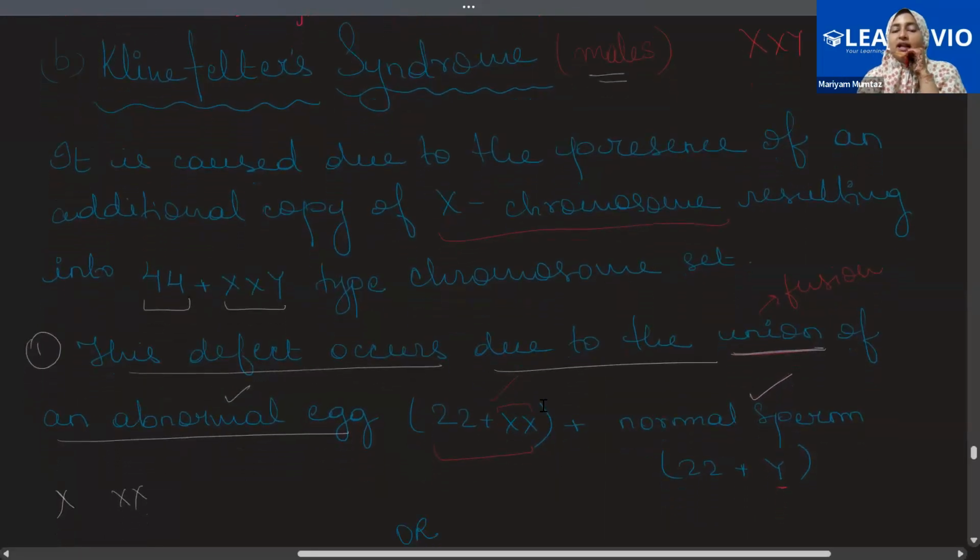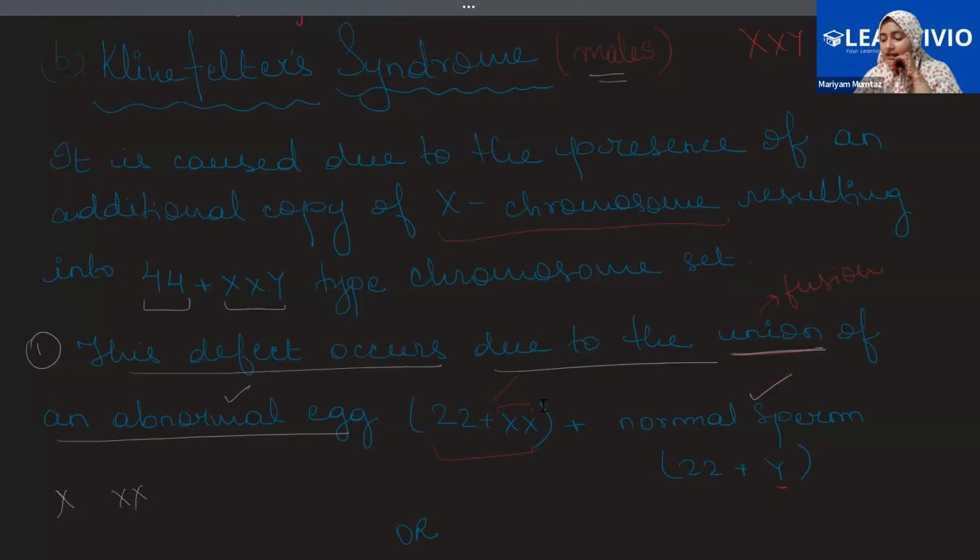Now talking about Klinefelter syndrome. This Klinefelter syndrome takes place in the case of males. It is not there in the case of females. It is not affecting females. In this case, there is the presence of an additional X chromosome in the males. Normally, males have one X chromosome and one Y chromosome. But in the case of Klinefelter syndrome, the male has an additional X chromosome.